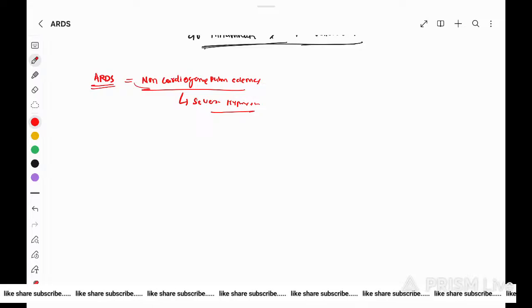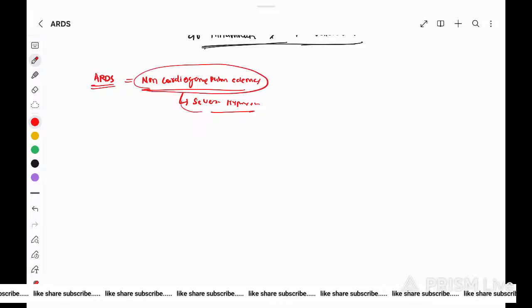ARDS means non-cardiogenic pulmonary edema, which is associated with severe hypoxemia and right to left shunting through collapsed or fluid filled alveoli. Whatever the origin of ARDS, diffuse alveolar damage is considered the histopathological equivalent and morphological hallmark of ARDS: presence of hyaline membrane associated with interstitial edema, cell necrosis and proliferation, and then fibrosis at the later stage.